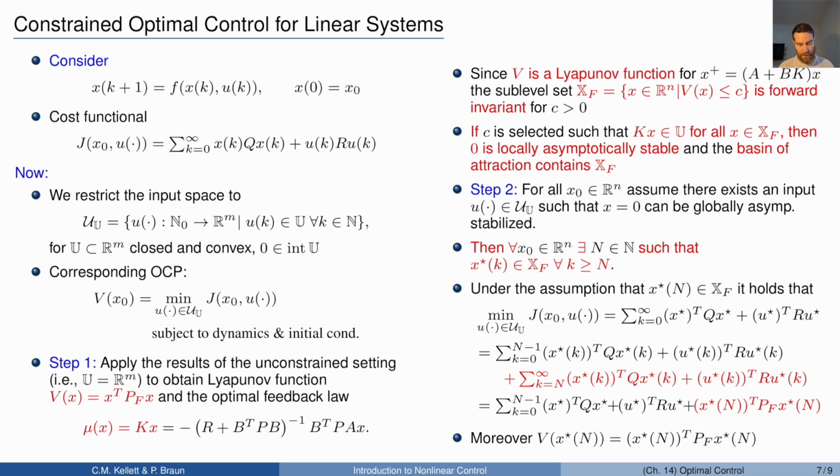And then what we know is that for this red part here, we already have a solution. Namely, there we know that the optimal costs are represented by x transpose P_f x, meaning we can replace the red part by the optimal value function with respect to this new initial condition. So we have rewritten the infinite sum from 0 to infinity as a sum from 0 to N minus 1 plus this additional component from the unconstrained setting.